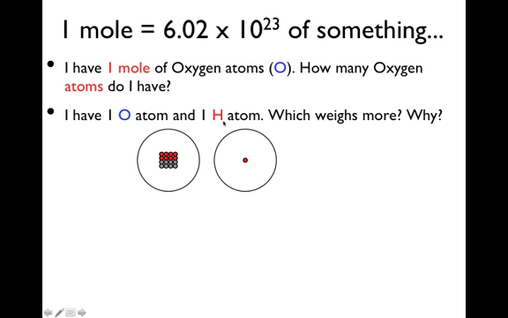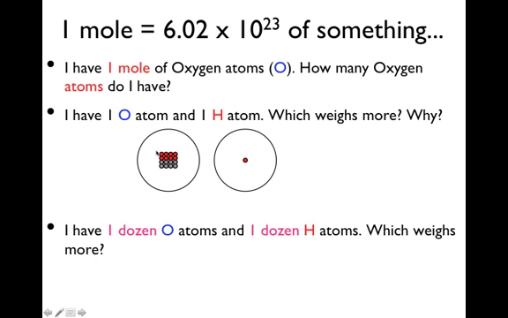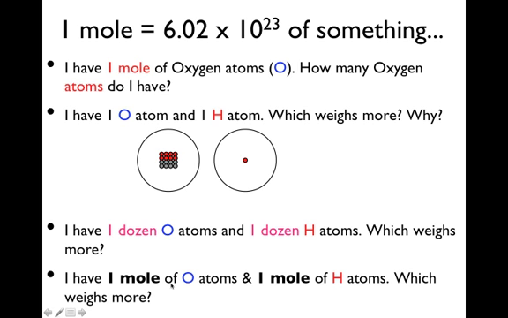I have 1 oxygen atom and 1 hydrogen atom. Which one weighs more? It's the oxygen. The oxygen weighs about 16 times more. More formally speaking, its mass is about 16 times larger than that of the hydrogen atom. Next question. I have a dozen oxygen atoms and I have a dozen hydrogen atoms. Which weighs more, the dozen oxygens or the dozen hydrogens? Again, you can pause and think about this. This one should be relatively straightforward as well, because each of the oxygens weighs 16 times more than each of the hydrogens. So if I have 12 oxygens and 12 hydrogens, the 12 oxygens are going to weigh about 16 times more. And again, this should be a review, but sometimes it takes some getting used to.